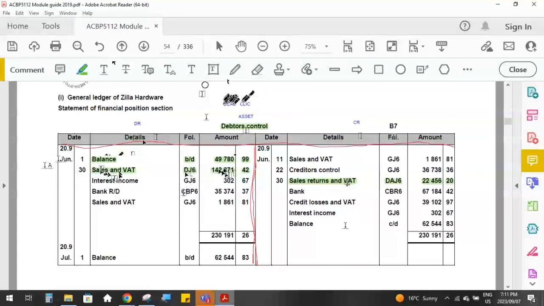So we take the total amount that they paid us, 67,184, and we post that to the credit side of the debtors control, because when our debtors pay us, that reduces the total amount that is owed to us by our customers. And if I am crediting debtors control, I am debiting bank account. So bank goes under details, and then don't forget to put your page reference for the journal that amount came from, cash book receipt 6.